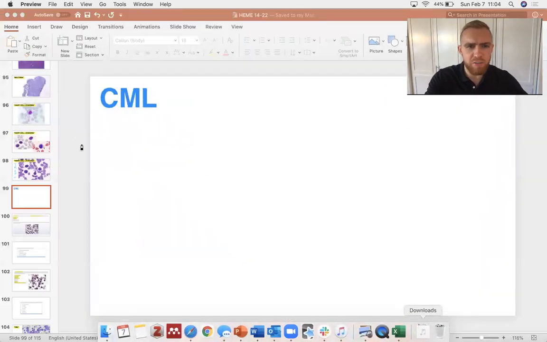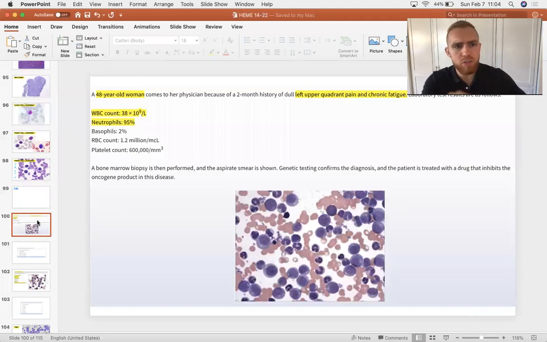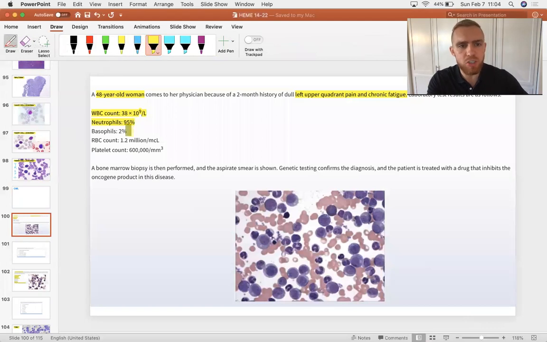There's a case here in this SDL, but I'd rather look at some practice questions. A 48-year-old woman shows up because of left upper quadrant pain and chronic fatigue. Now she's got an elevated white count, 95% of which are neutrophils. She's also got a little bit of a basophilia. Normally that should not be above 1%, but it's 2 here. And then you notice she also has elevated red cells and platelets. So she has cytoses across the board, and you know it's a myeloid problem because granulocytes, red cells, and platelets, all 3 cell lineages of the myeloid family, are affected.